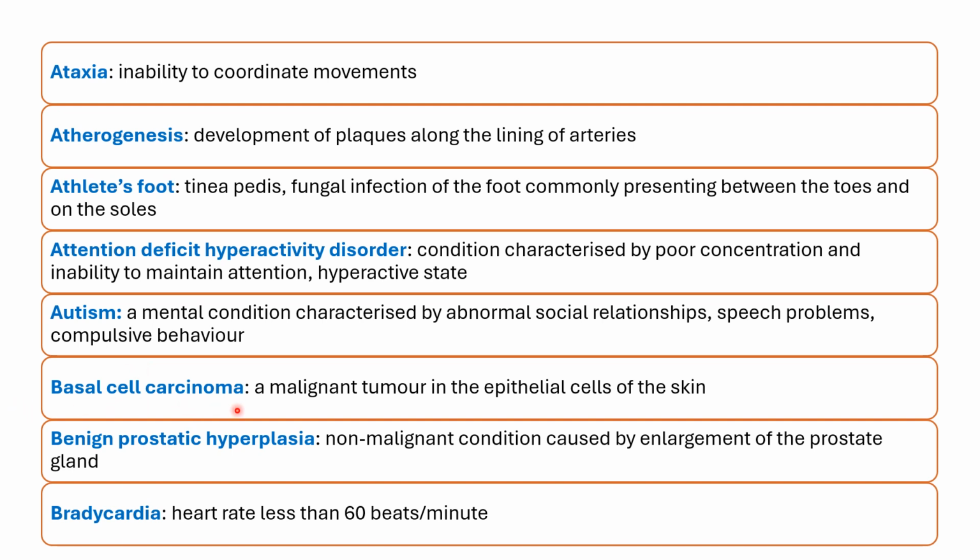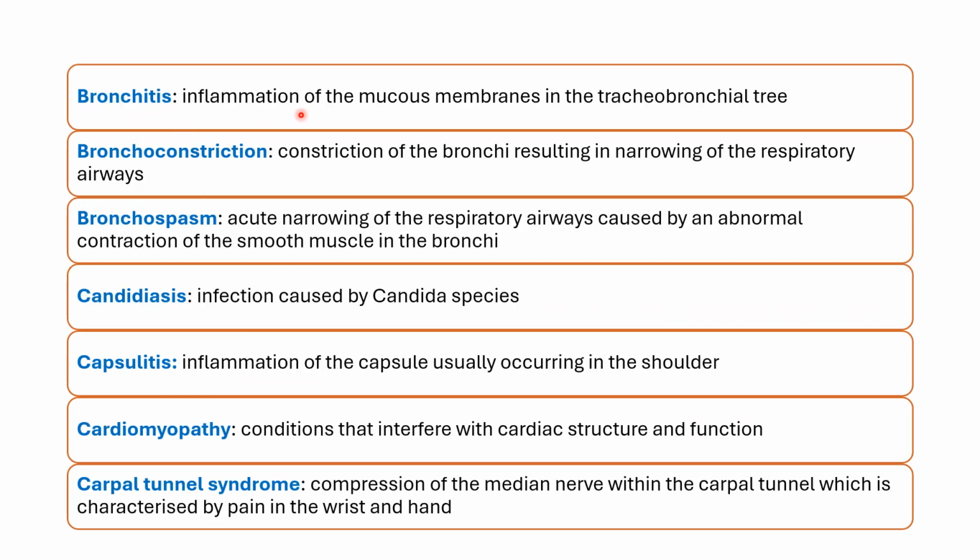Basal cell carcinoma is a malignant tumor in the epithelial cells of the skin. Benign prostatic hyperplasia is a non-malignant condition caused by enlargement of the prostate gland. Bradycardia means heart rate less than 60 beats per minute. Bronchitis is the inflammation of the mucous membranes in the tracheobronchial tree. Bronchoconstriction is the constriction of the bronchi resulting in narrowing of the respiratory airways.